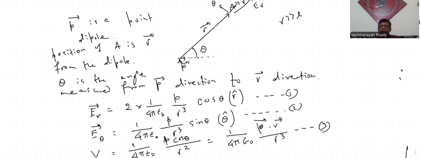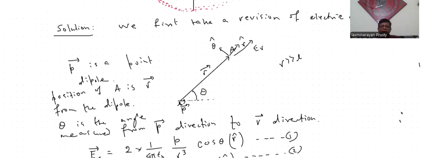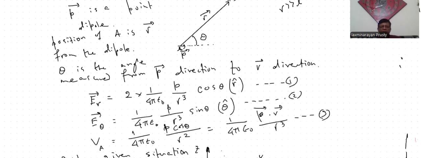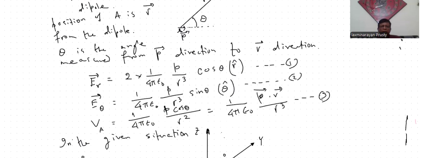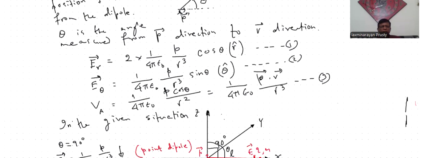Similarly, what is the tangential direction field? In the theta cap unit vector direction, that is 1 by 4 pi epsilon 0, P by R cube, and sin theta. This we know. And the potential at that point A is how much? Very simple, you all must be knowing. It is K P cos theta by R square, or K P dot R by R cube. Okay, this is the potential. All of you clear or not?